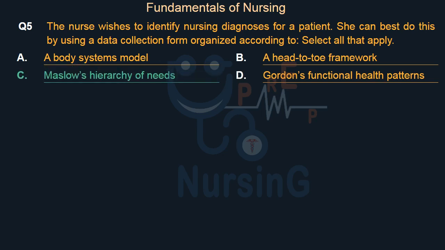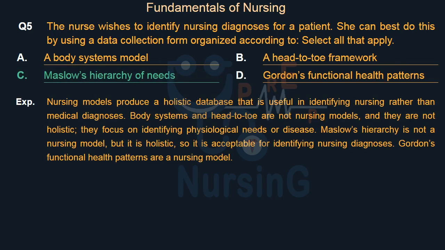Maslow's hierarchy of needs. Nursing models produce a holistic database that is useful in identifying nursing rather than medical diagnoses. Body systems and head-to-toe are not nursing models, and they are not holistic. They focus on identifying physiological needs or disease. Maslow's hierarchy is not a nursing model, but it is holistic, so it is acceptable for identifying nursing diagnoses. Gordon's functional health patterns are a nursing model.